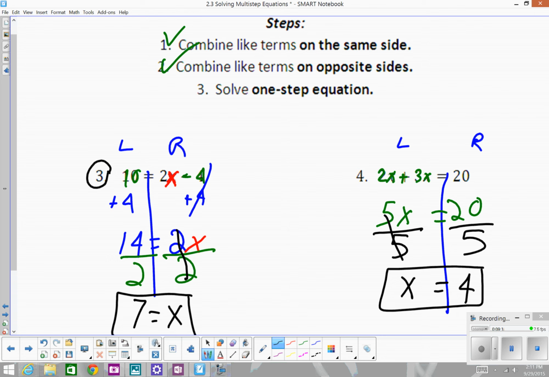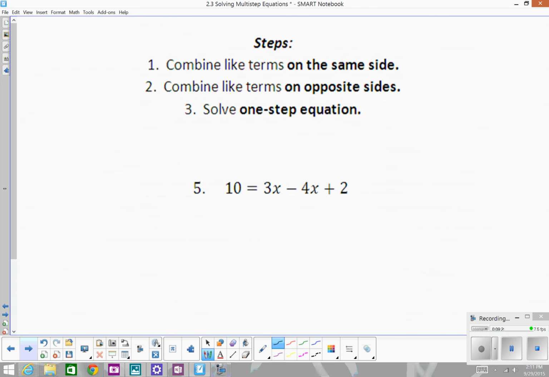So we followed the same steps, but now we had like terms on the same side. Awesome. As long as you follow my steps, you should be good.